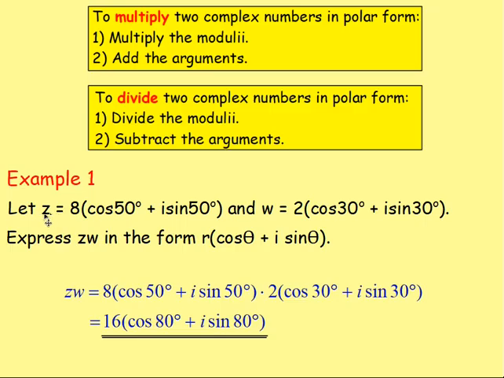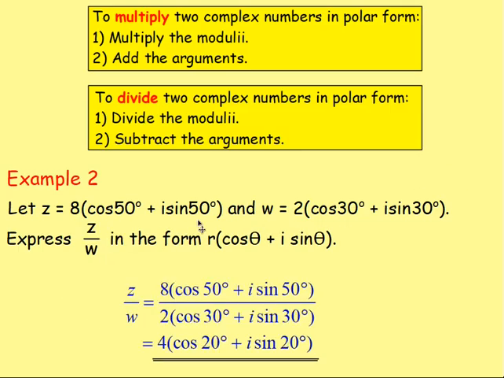With this one here, we've got the complex numbers z and w. We want to work out zw, so we multiply the moduli together. So 8 times the 2, 16. And with the arguments, we've got a cos 50, we've got a cos 30, so just add them together and we get cos 80. Same thing for sine, it's a sine 50, sine 30, add them together.